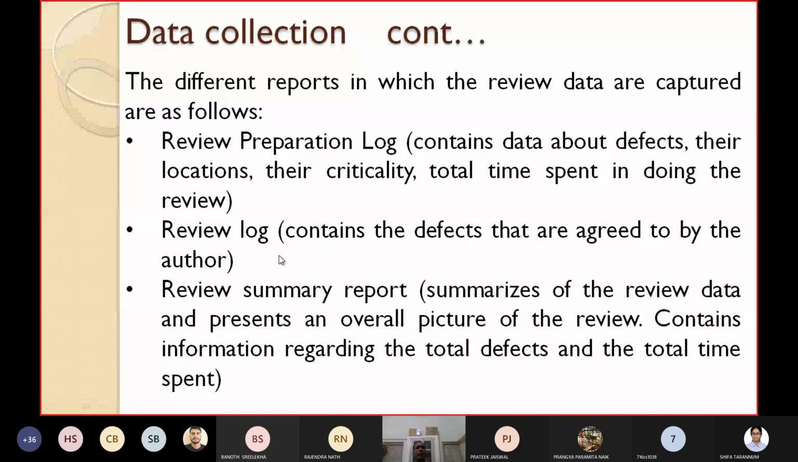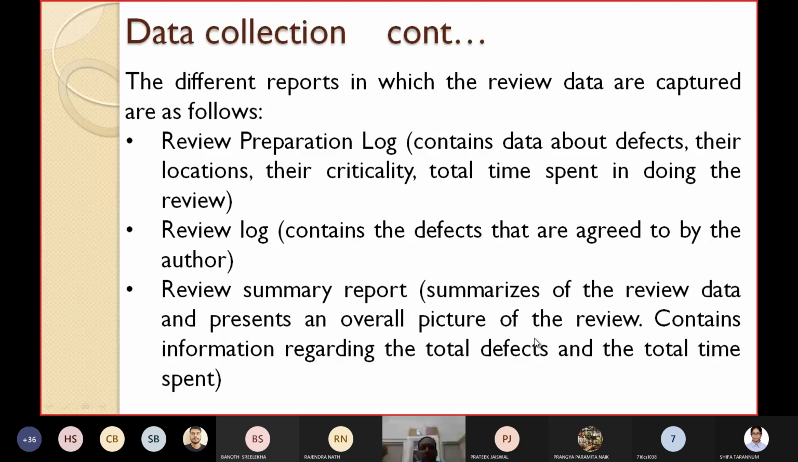And finally, you have to prepare a review summary report. This report will contain a summary of the review data, and it also presents an overall picture of the review. It also contains information regarding the total number of defects, their locations, and the total time spent in identifying the defects. All are present in the review summary report.